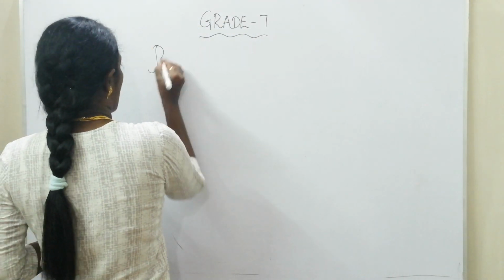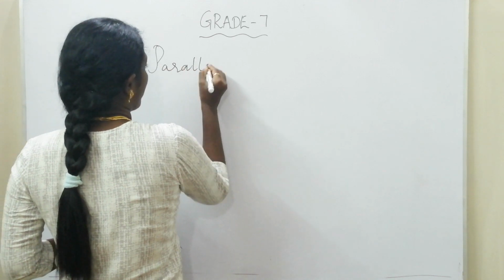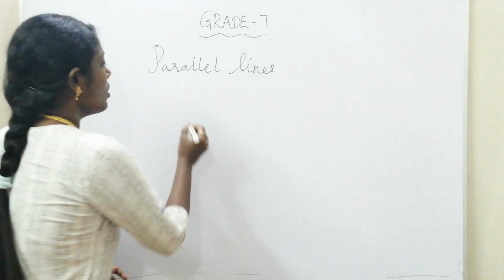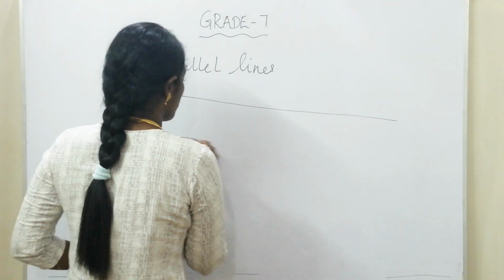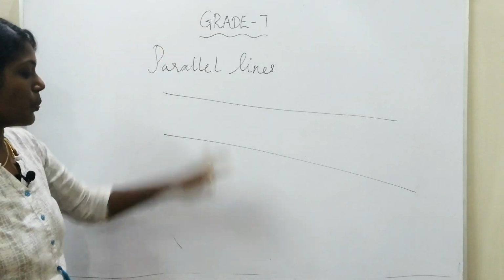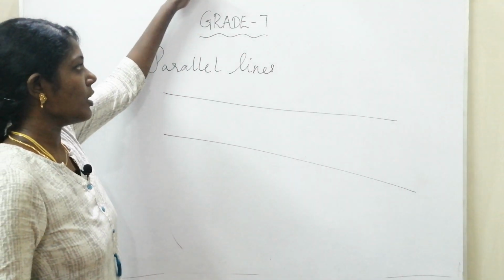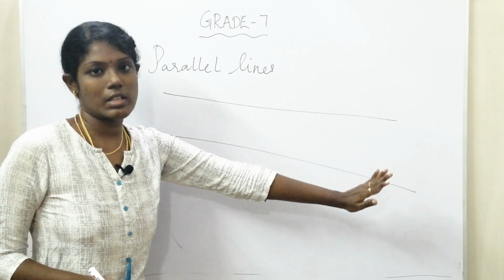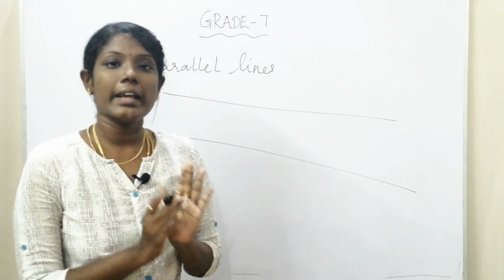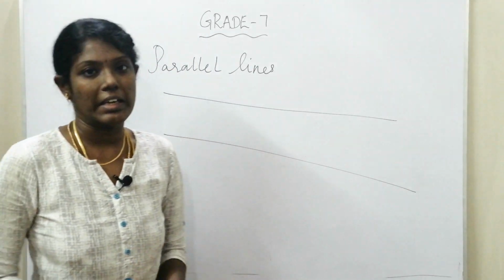Parallel lines are lines which do not meet at all. These two lines do not meet at one point. If you take an example of this board, these two lines will never meet. They will only extend on those sides. So lines which do not meet at any point are called parallel lines.